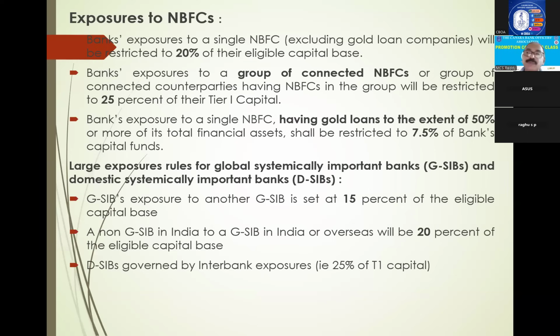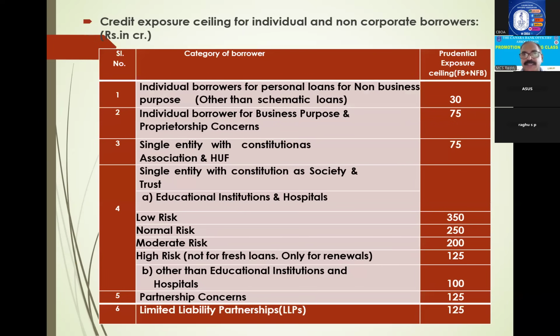How much maximum loan we can give to companies, either an individual company or a group of companies? Now, this is also a very important one: credit exposure ceiling for individual and non-corporate borrowers. For corporates, earlier we have seen individual corporate is 20%. If it is a group corporate, it is 25%. NBFC is also 20-25%. Gold loan company 7.5%. Like that we have seen.